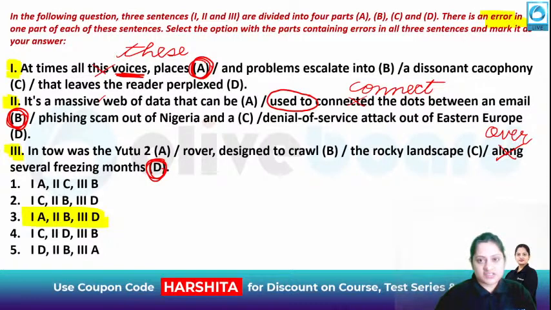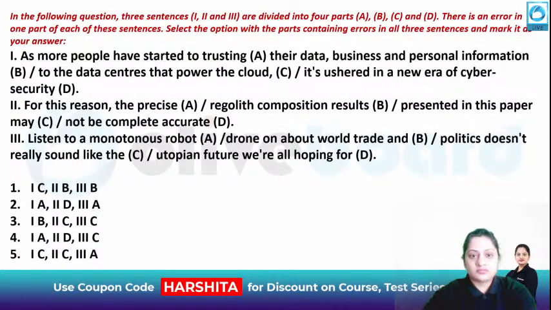Cacophony is noise. Cacophony is loud noise, harsh sound. Okay? So try the next one. Guys, try the next one.